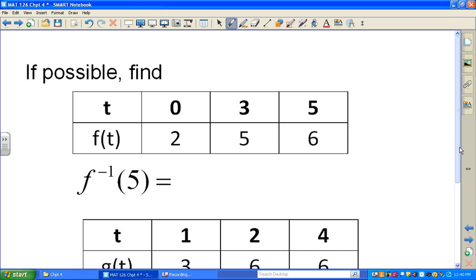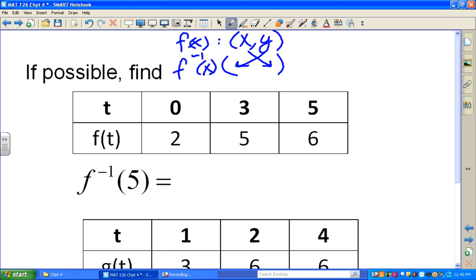Now, one more thing. If I have a function f of x with a point x, y on it, that means on the inverse they switch, right? Because the domain becomes the range, and the range becomes the domain on the inverse. That's how points work. You remember the point 0, 4 we had? It became 4, 0. Okay?